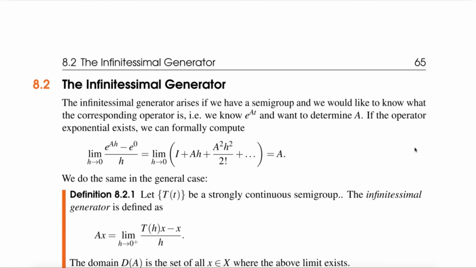In this video, we talk about the Infinitesimal Generator. That's a really cool name. I think this sounds really good. So here the question is, assume you know the semigroup already. How can you find the corresponding A?